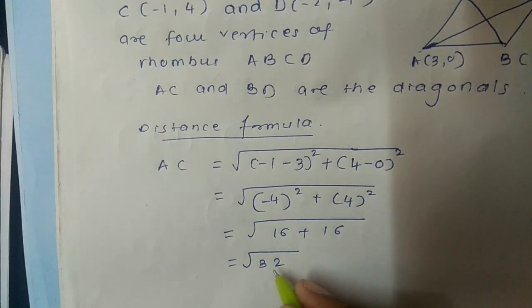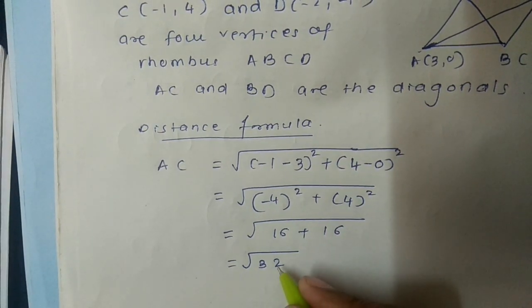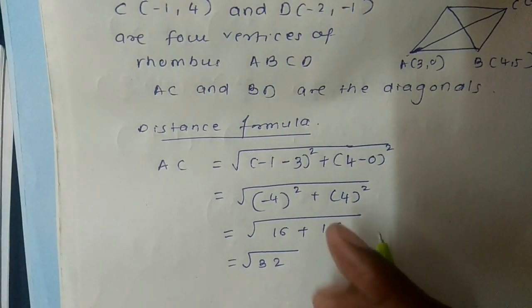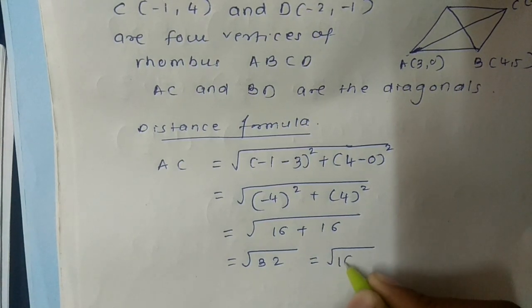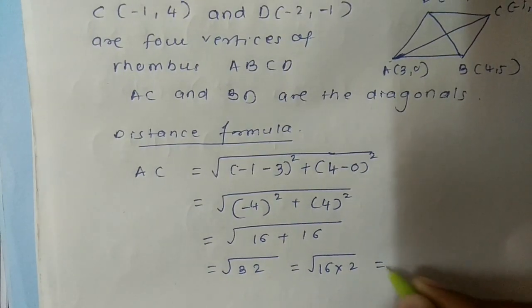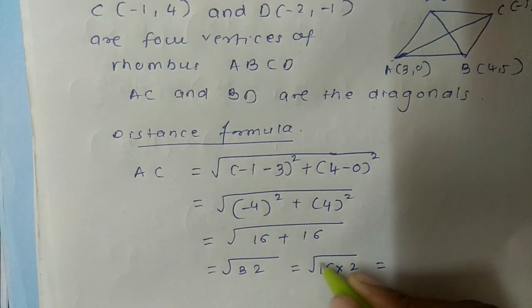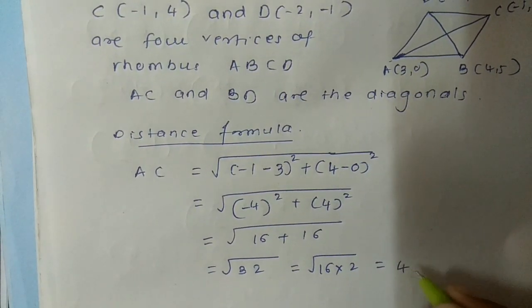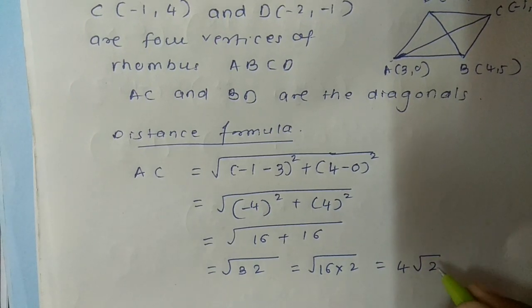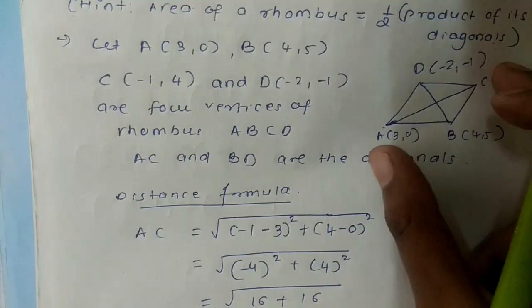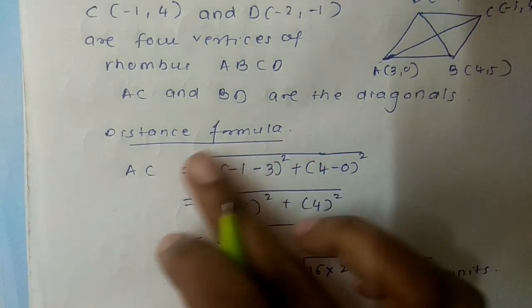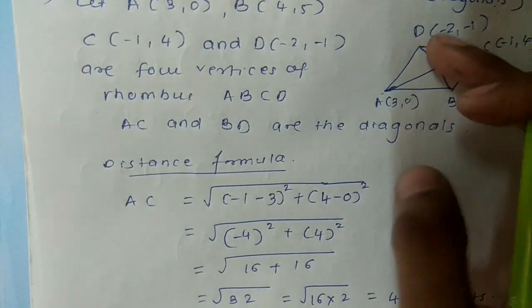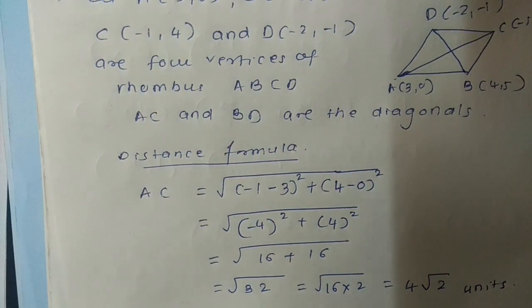You can convert this into the product of a square number and a non-perfect square number. So I can write this as 16 into 2. 16 is a square number, so the square root of 16 is 4, and root 2 will remain as it is. As this is a distance, we have to write units. AC we have calculated. Now we will find out BD.